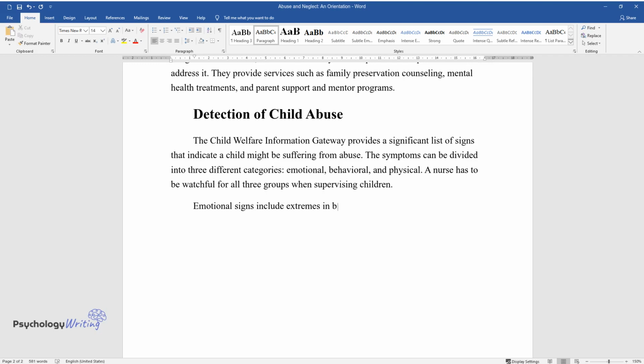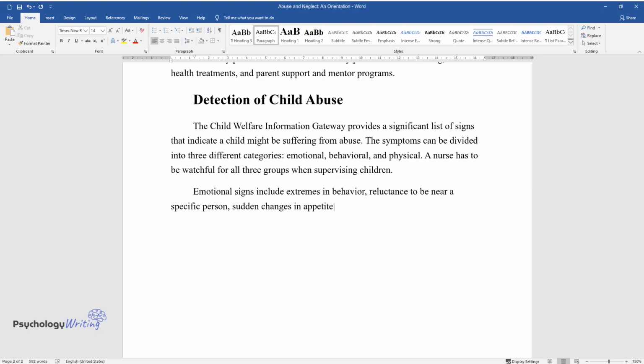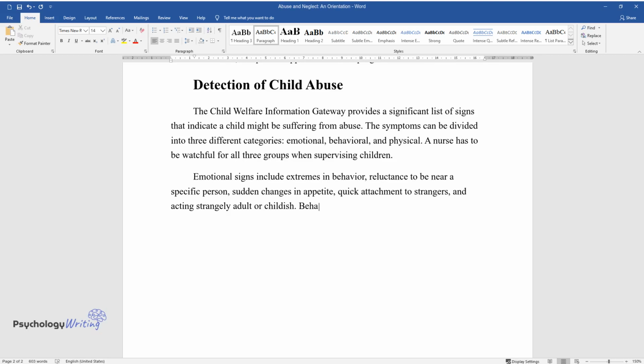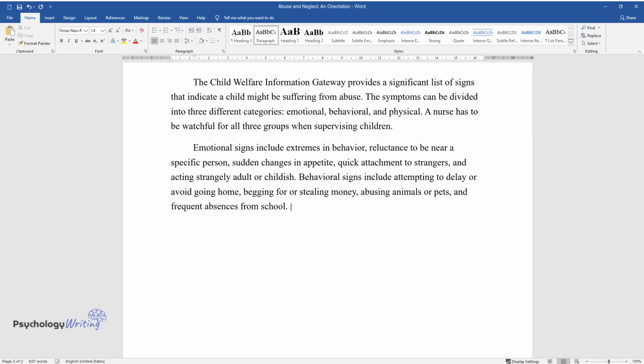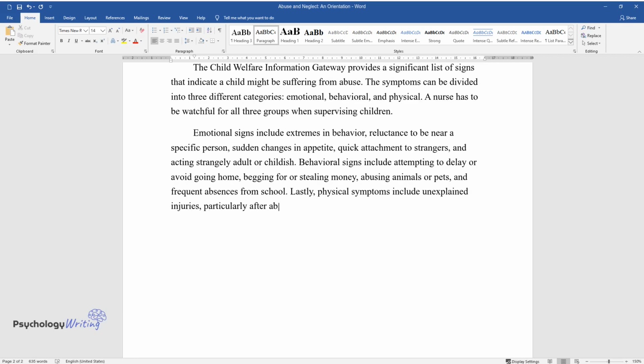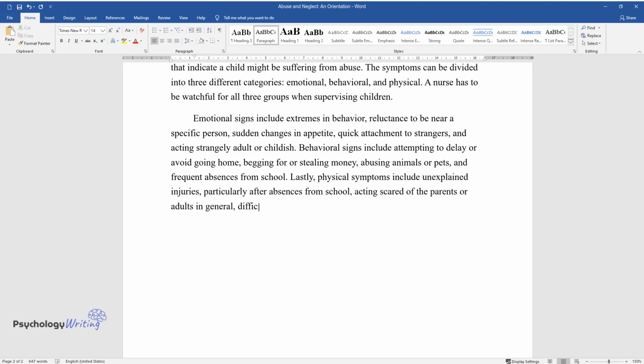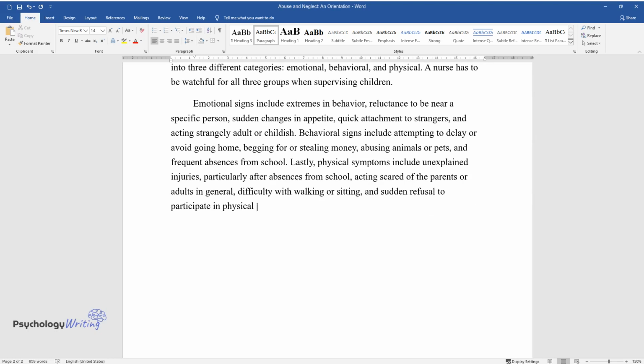Emotional signs include extremes in behavior, reluctance to be near a specific person, sudden changes in appetite, quick attachment to strangers, and acting strangely adult or childish. Behavioral signs include attempting to delay or avoid going home, begging for or stealing money, abusing animals or pets, and frequent absences from school. Lastly, physical symptoms include unexplained injuries, particularly after absences from school, acting scared of the parents or adults in general, difficulty with walking or sitting, and sudden refusal to participate in physical activities.